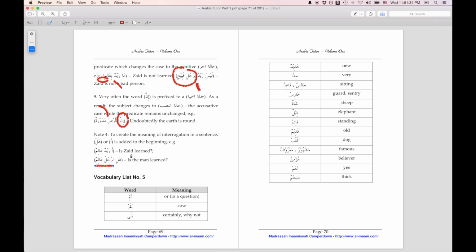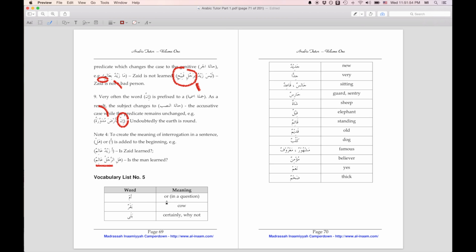We could just say hal. But this is another rule: if hal comes before alif lam, it will be halir rajulu alimun, is the man learned or knowledgeable or scholar or teacher. There are a lot of multiple meanings.